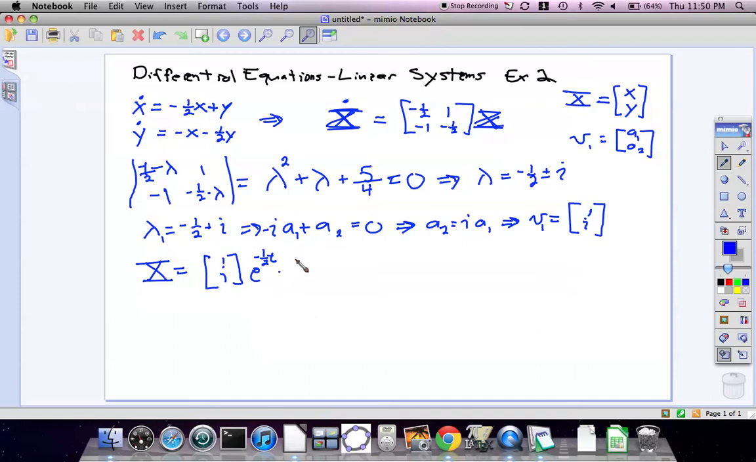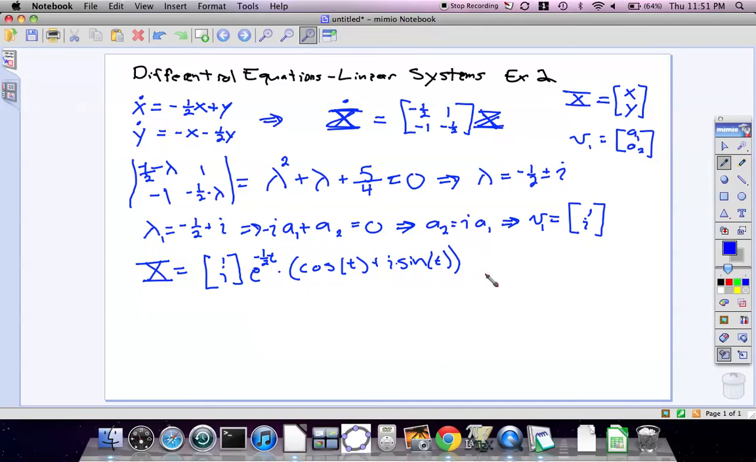Plus, in the power turns into a product, and we know from Euler's equation that e to the i t is a cosine plus i sine. So then I'm going to get cosine of 1t, plus i times the sine of t. Now if I break that into component parts, that means I'm going to have 1 times all of this stuff, I'm going to have i times all of this stuff, along with the e to the negative 1/2 t.